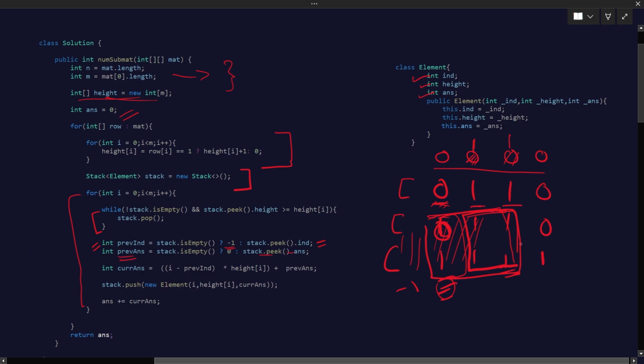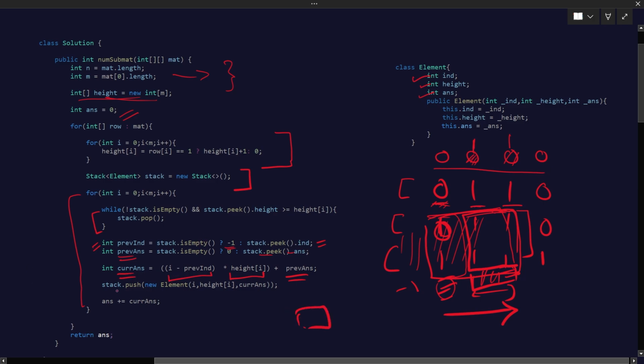The current answer is simply this particular part into the height of this. So we take the current height, multiplied by the number of cells which can be extended towards the left, which is this part, and then as we saw in the explanation we add this previous answer because this can always be extended towards the right. In this manner we get our answer for this current row, current cell I would say.